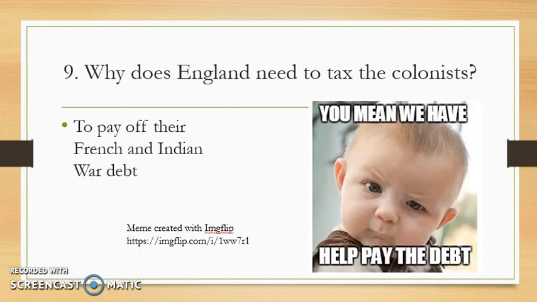Question 9 is, why does England need to tax the colonists? They've got to pay off the French and Indian War debt. The colonists at this time were needing help from Britain. They needed help from their mother country to fight off the French and Indian attacks on their land. And the colonists are kind of bewildered when Britain says, you have to actually pay the taxes. You have to pay up on this debt. We accumulated a debt defending you. You need to help pay off that debt.